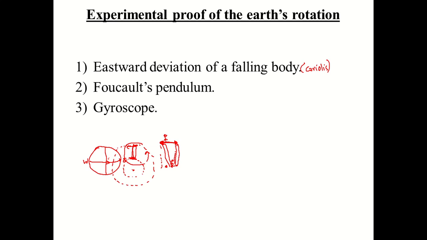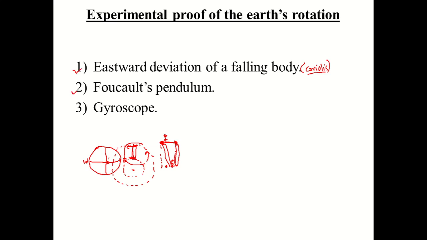So that is one of the experimental evidences for the rotation of the Earth about its own axis, that is, every freely falling body will have an eastward deviation due to the Earth's rotation, and the force responsible for this eastward deviation is the Coriolis force. So this is one of the evidences.